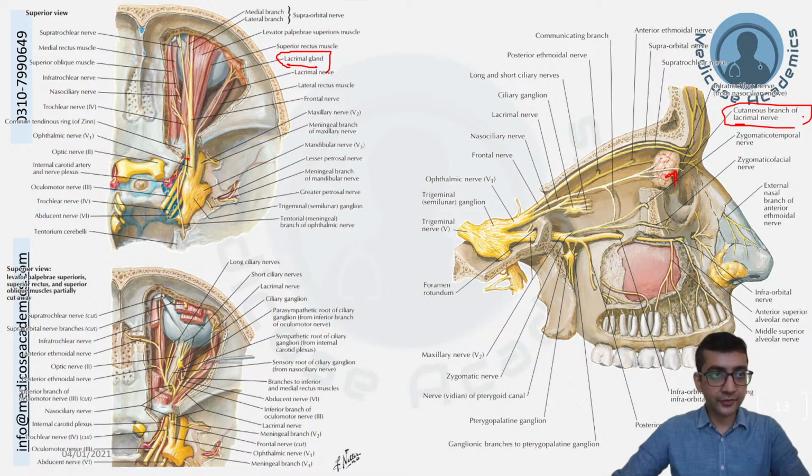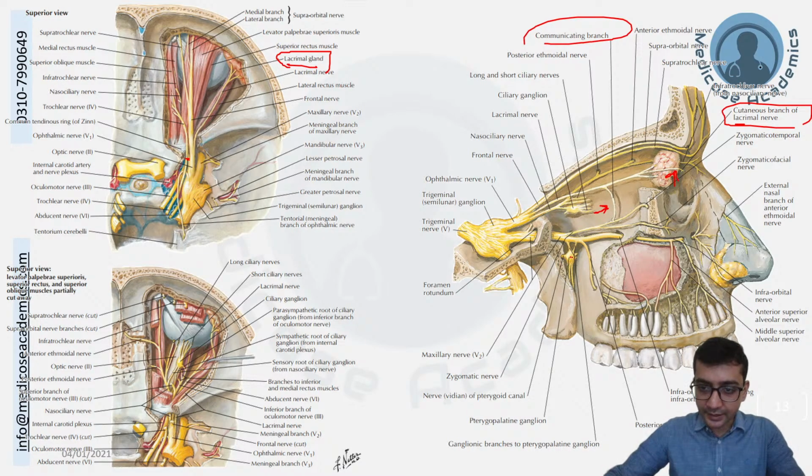The lacrimal gland is, after all, a gland. In addition to the sensory supply, it will need a parasympathetic and sympathetic nerve supply also, especially parasympathetic for secretion. This parasympathetic supply comes through this communicating branch. The fibers are actually coming from this ganglion, the pterygopalatine ganglion. We will discuss how the presynaptic fibers reach it. Presynaptic fibers reach it from the nerve of the pterygopalatine ganglion and synapse here.